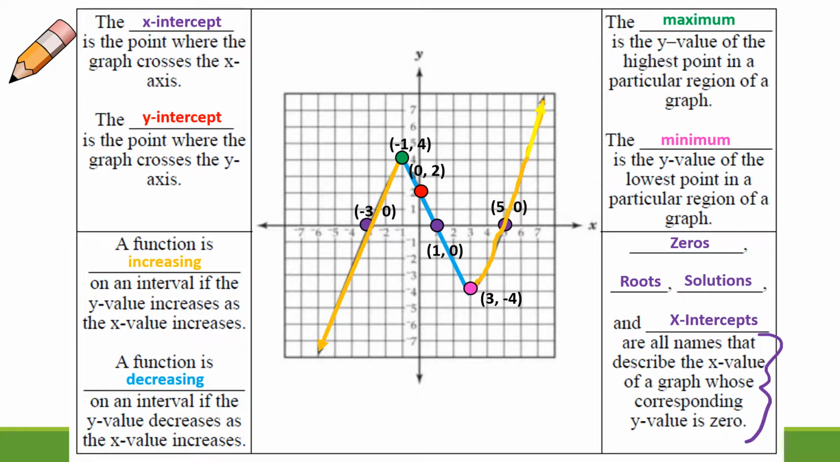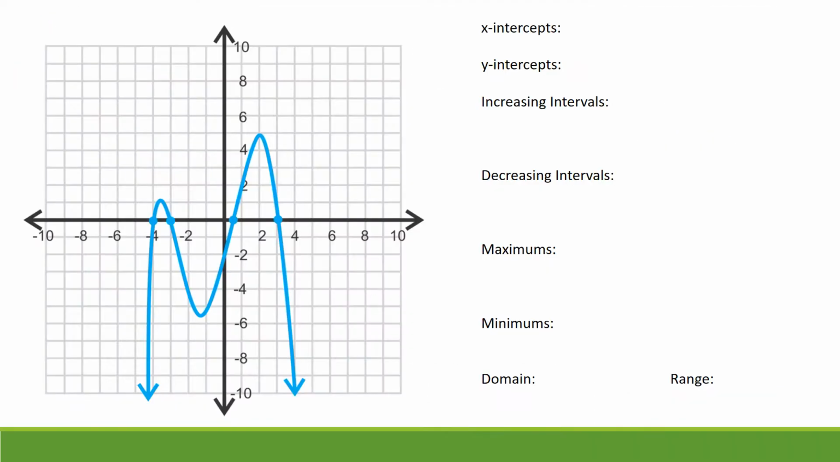So make sure we get all of those words inside of our foldable and that we've highlighted or color-coded our key features on our picture graph. We have two examples of these key features on graphs, and so this is our first funky special function.